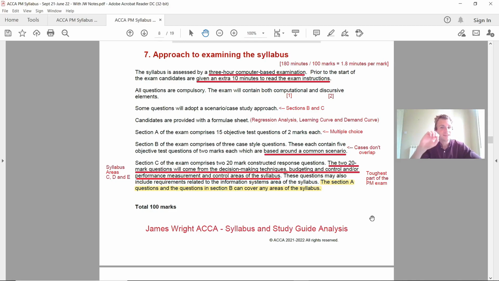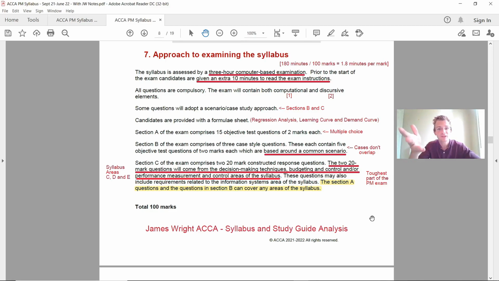Now, this is really important as well, because we've got the approach to examining the syllabus on here. So again, we've got the 1.8 minutes per mark, a 3-hour exam, the 10 minutes to read the exam instructions. And this is where you're going to be tested both on a calculation basis, computational, or discursive, that is where you have to write your answer. And that is for section C, if you want to get that written down. Sections A and B are all selecting answers, and the computer will be marking it.